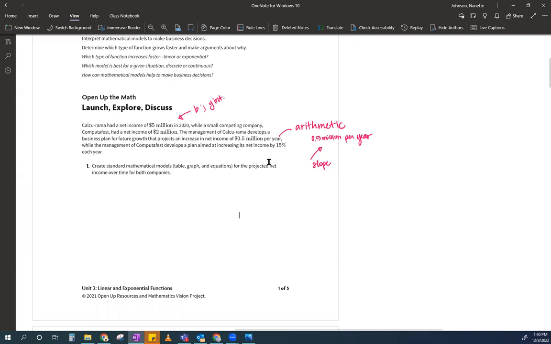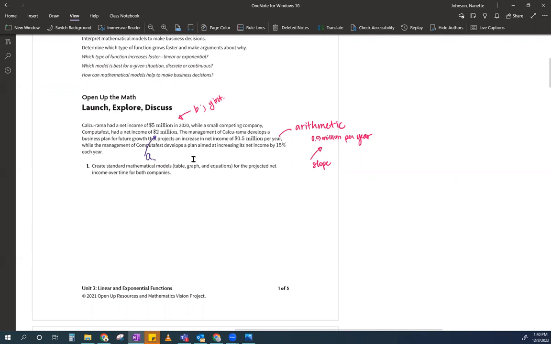All right, let's talk about ComputerFast. ComputerFast, they gave me the net income was $2 million. So that's basically going to be my a sub 1, right? That's my A. I'm just going to go across here, that's my A. But that's your starting point, right? Does anybody see my growth factor?